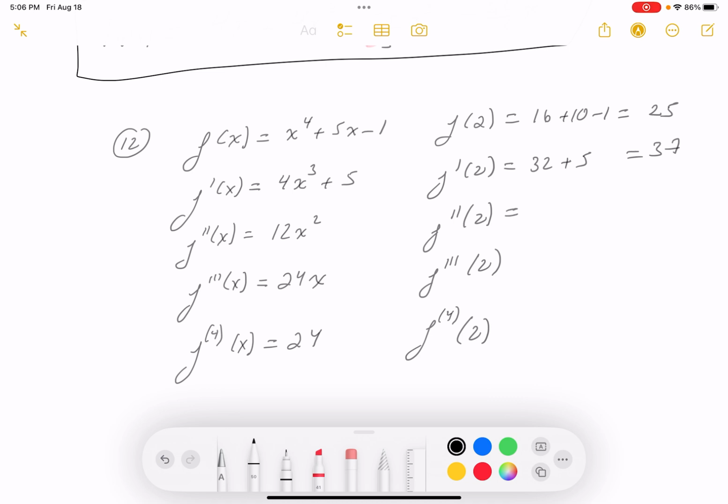And again, these are prone to error too. What do you get there? 4 times 12, which is 48. What do you get here? 24 times 2, which is 48. What do you get here? 24. All right, what are we going to do now?